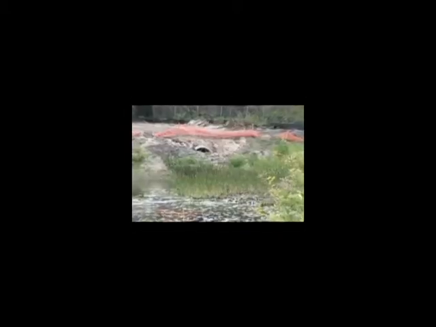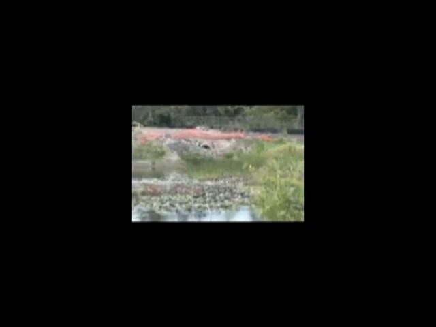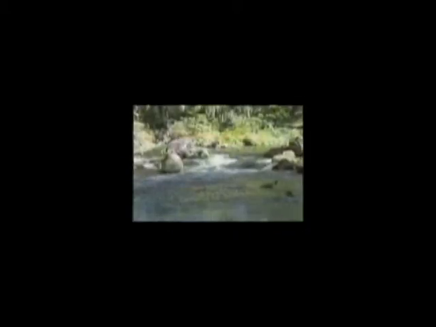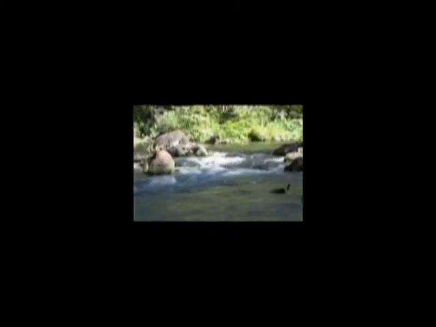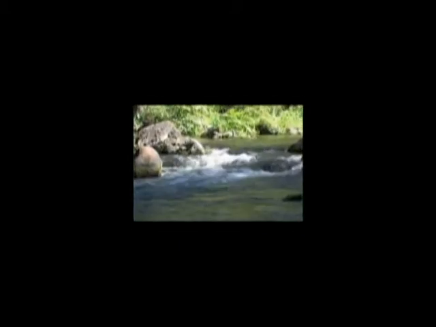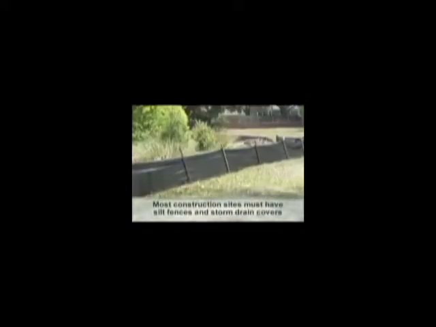If not properly contained, dirt and debris from construction sites can make their way into the storm drain and pollute our waters. Dirt is a natural part of our environment, but too much of it going into a stream can kill fish and cause flooding. Most construction sites are required to install special fences and storm drain covers that prevent dirt and debris from getting into the storm drain and to local waters.